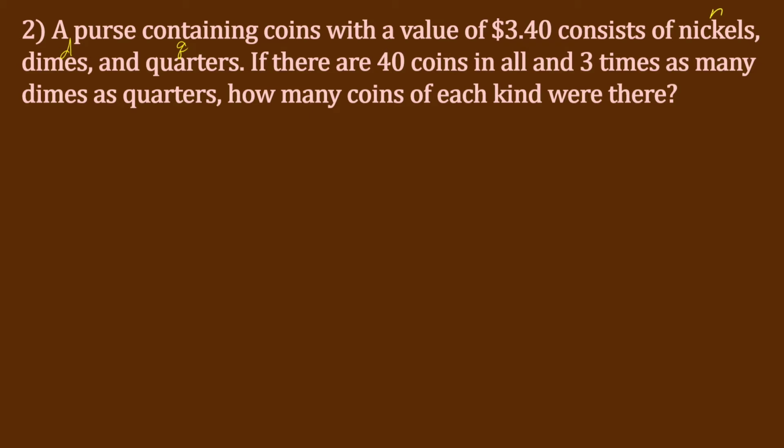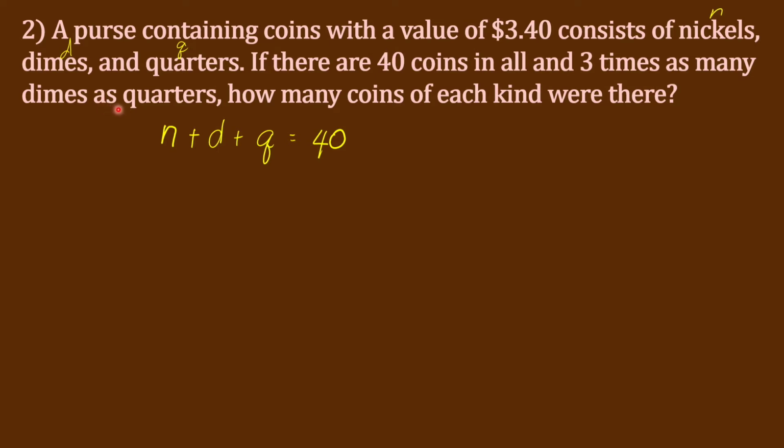So that means when we add the number of nickels, so let N be the number of nickels, let D be the number of dimes, and let Q be the number of quarters. All in all, when we add these three, that's equivalent to 40 coins in all. Alright? And then, it tells us also in the second sentence that there are 3 times as many dimes as quarters.